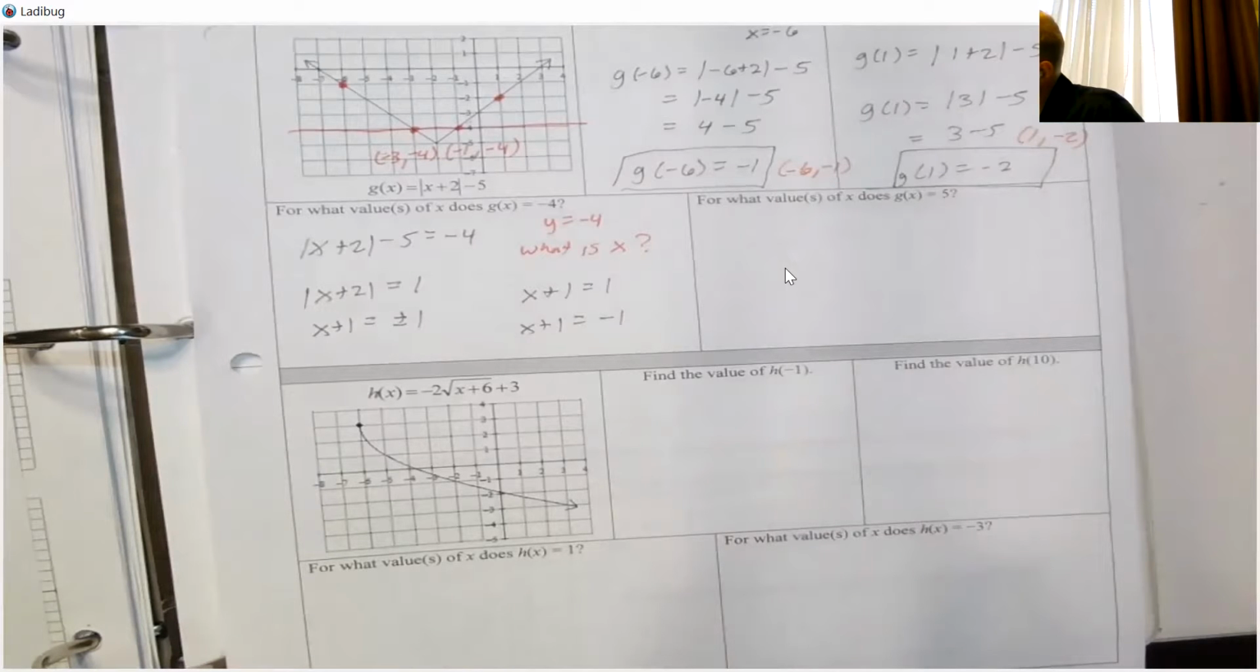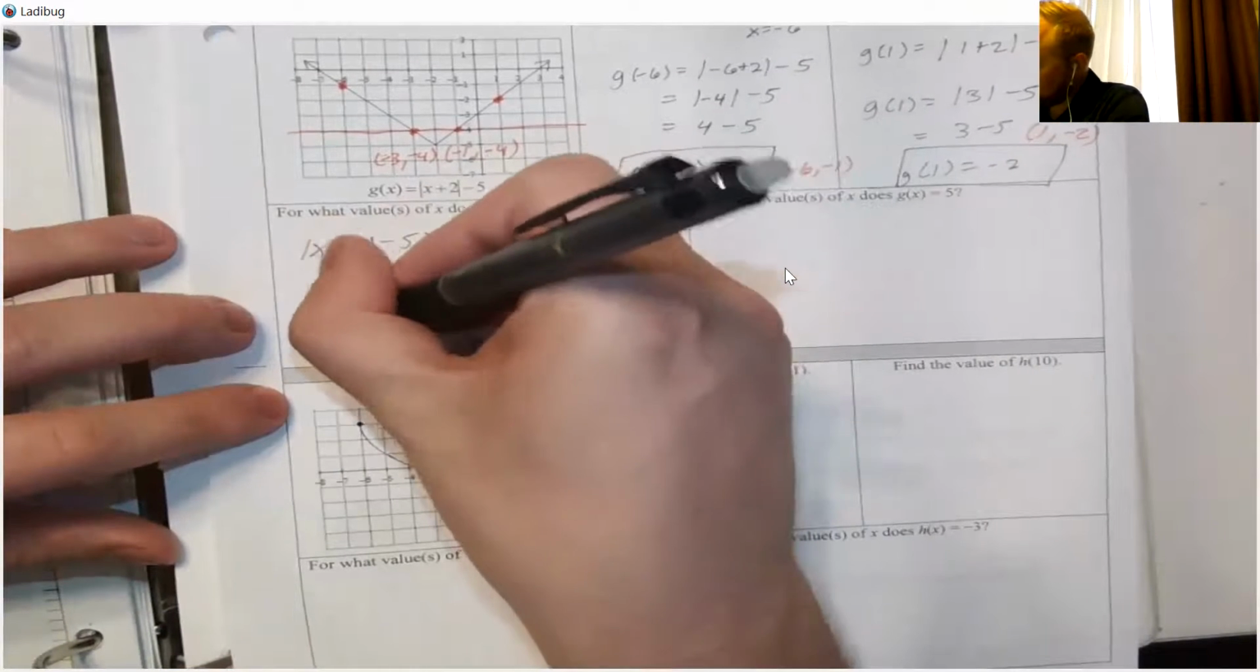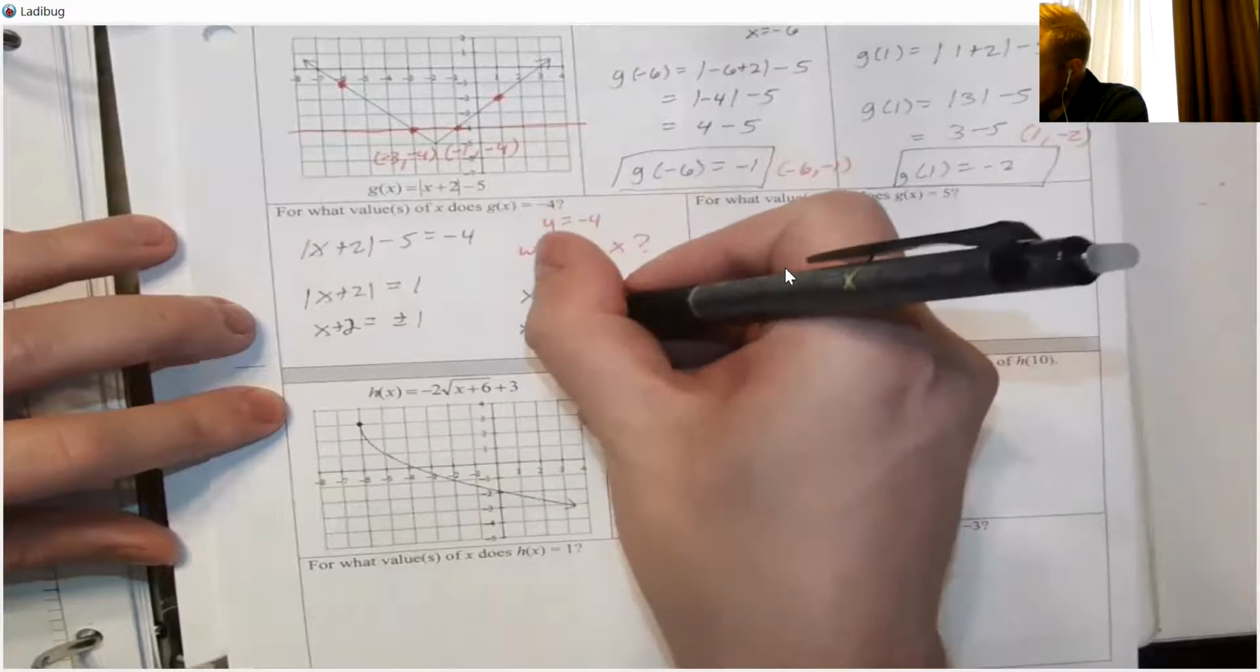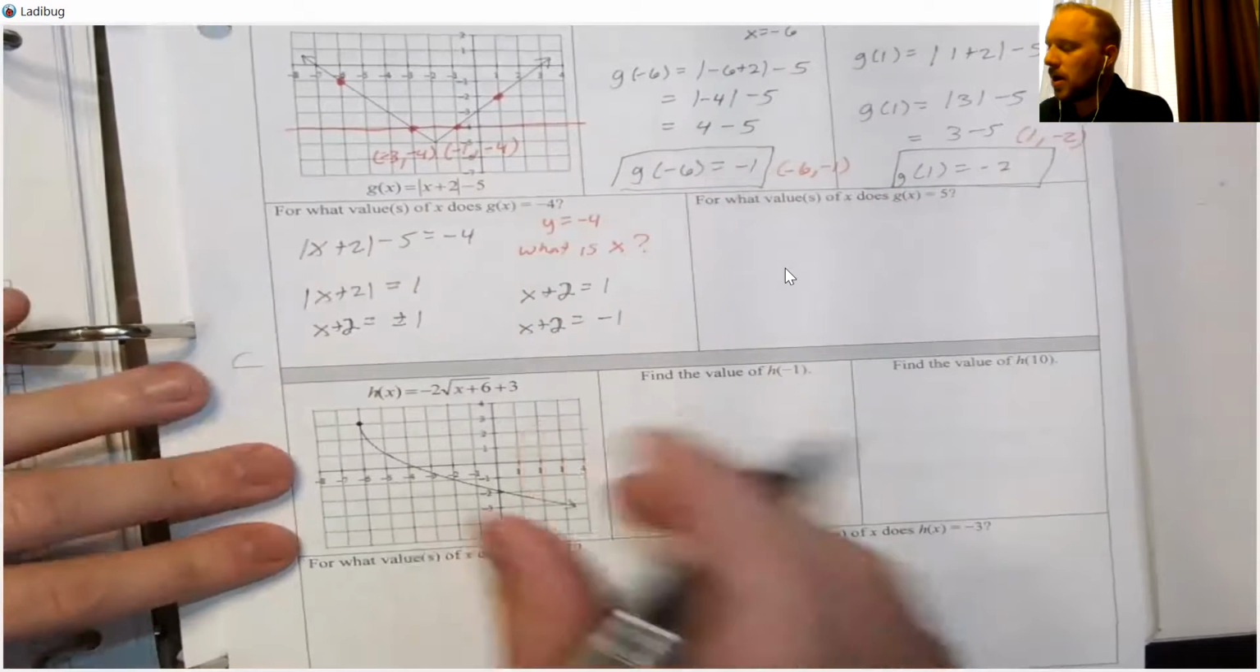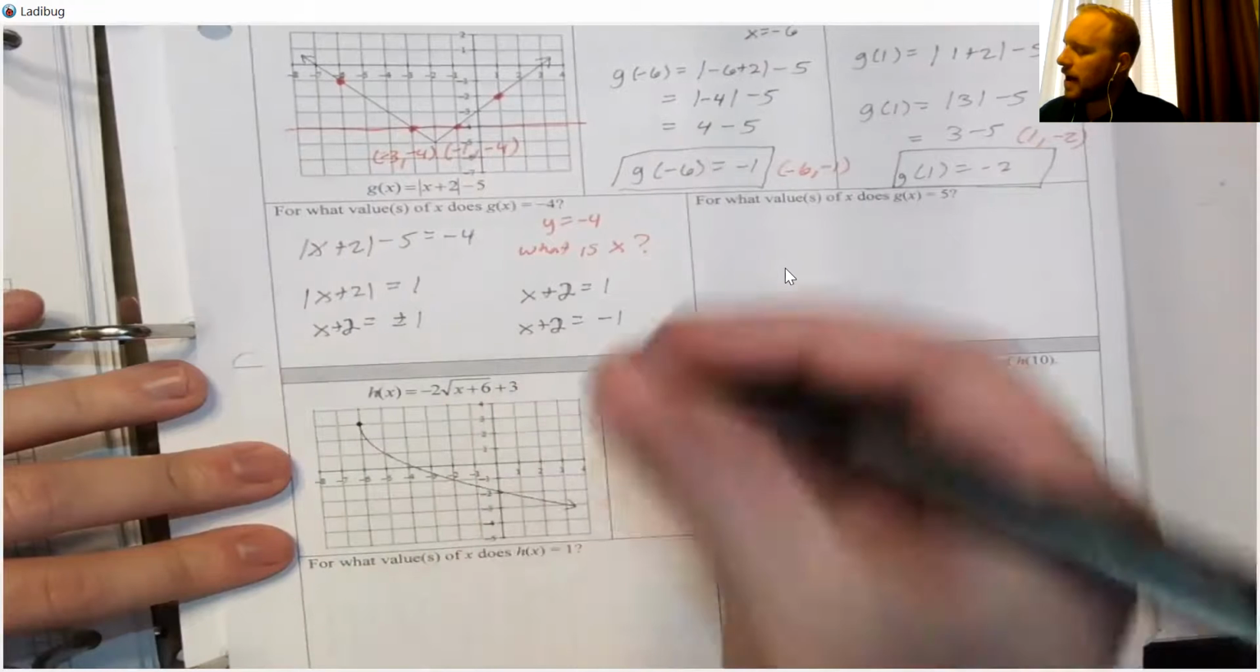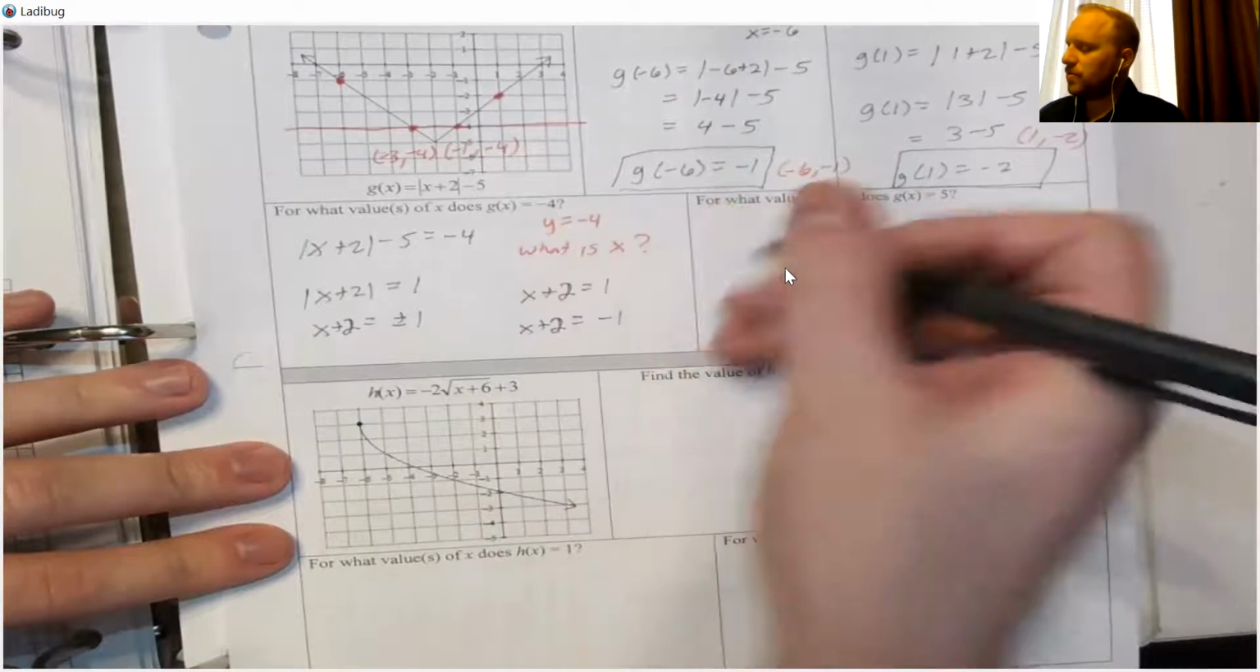Let me see here. I got 5 plus 4 is 1. I got x plus 2. Oh, this should be a 2. These should be 2. So I was like, oh, that doesn't make sense. Okay, so I got x plus 2. There we go. Now I'm going to subtract 2 to both sides.